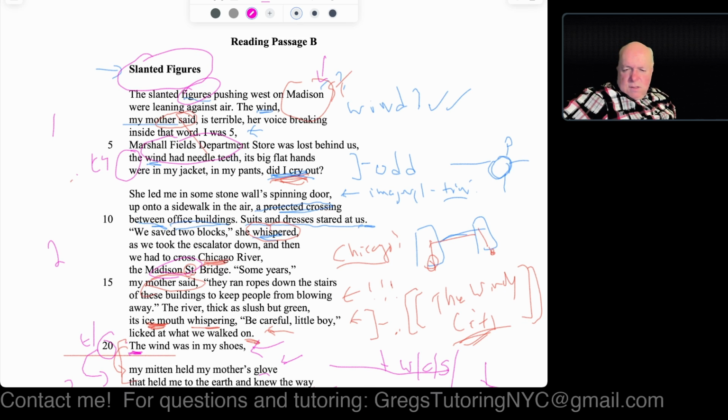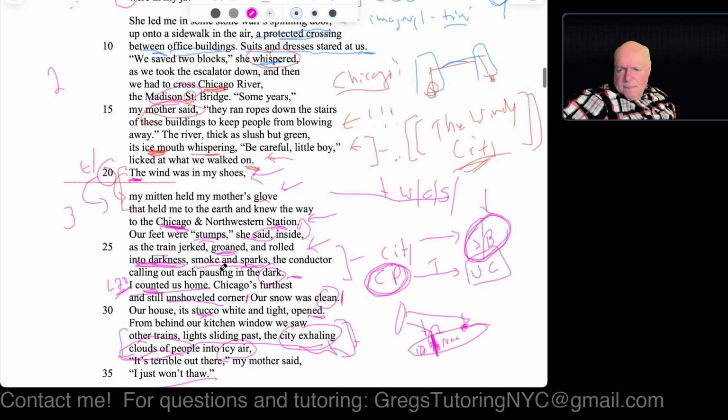All right, so that's the run through of that, and that's our story. Basically, we have two main characters, the mother and the child, and almost the wind is the third character, or the cold, right? And a bunch of things got personified. The train got personified. The river got personified. I think there was a third thing that got personified. Yeah, the city exhaling people out.